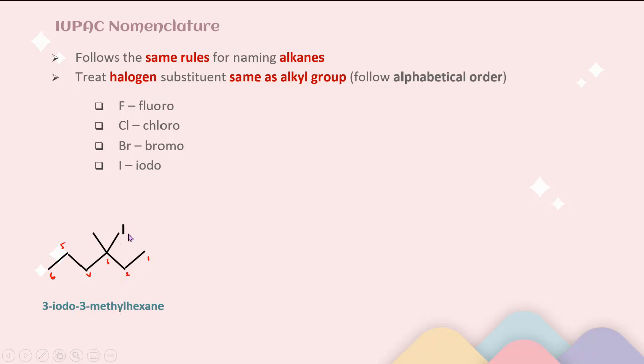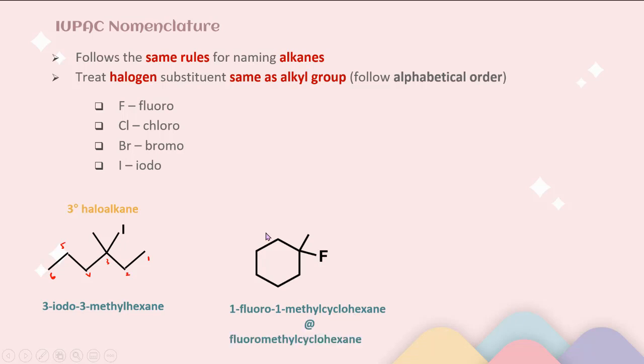For this one, the halogen group is attached to a tertiary carbon. So this is a tertiary haloalkane. For the next structure, we have a cyclic compound, so the parent name is cyclohexane, and at the same position, we name this one as carbon number 1. We have a methyl group and a fluorine atom. So the name goes like this. We have 1-fluoro-1-methylcyclohexane, or you can also name this as fluoromethylcyclohexane, as both substituents are located at the same position, and we always name the carbon with substituents as our carbon number 1.